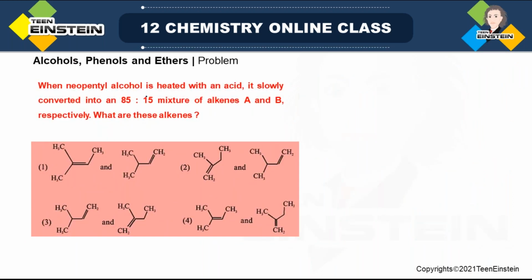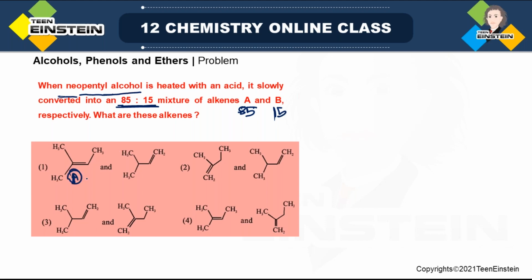The question is about neopentyl alcohol, and we have to write its structure. But read the question first. When it is heated with an acid, it slowly converts into an 85-15 ratio mixture of alkene A and B. So A is major, B is 15%. You have to find both of these alkenes, A and B.